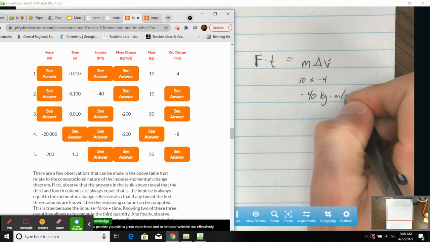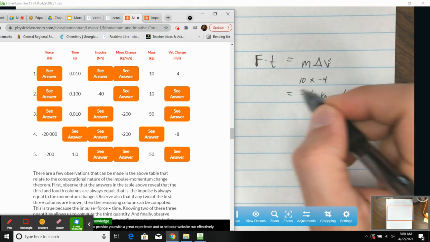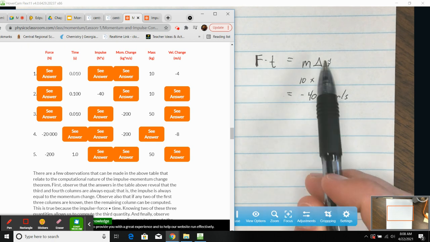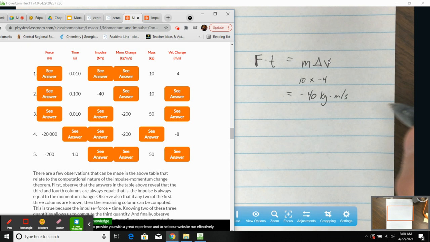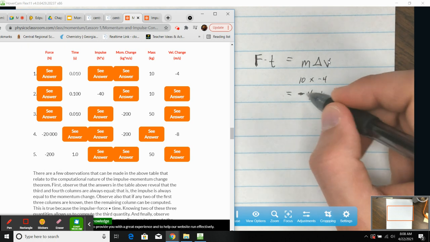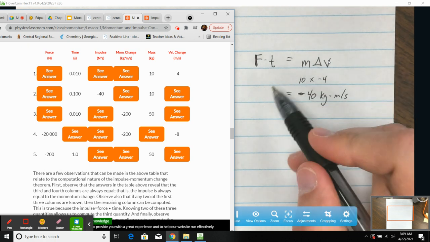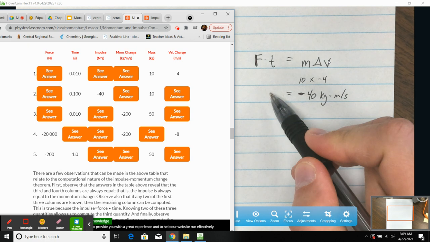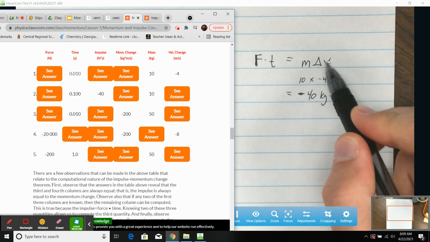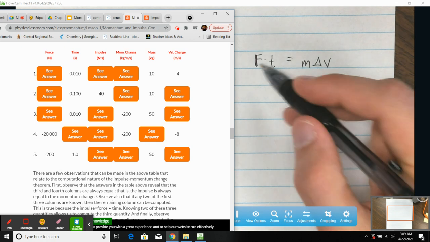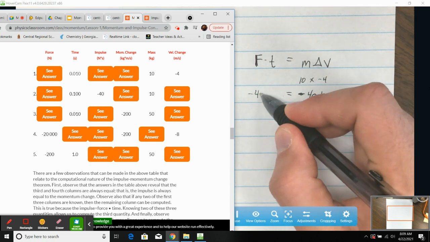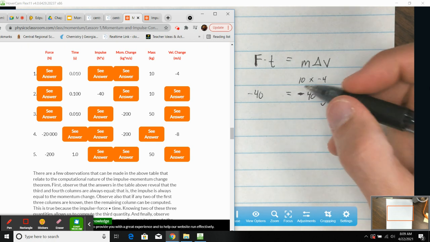Kilogram times meters per second. This side equals this side. So what should the number be over here? Well, hold on, before that, if your change in momentum is negative 40, your impulse would also have to be negative 40, but it has a different unit.